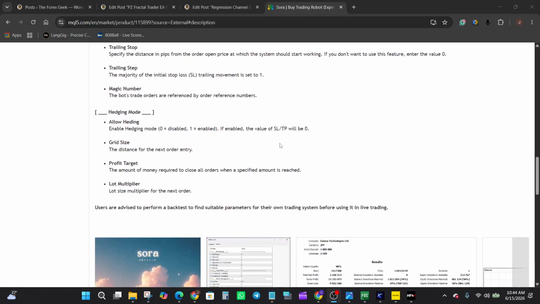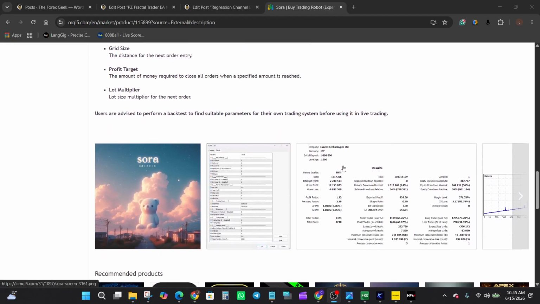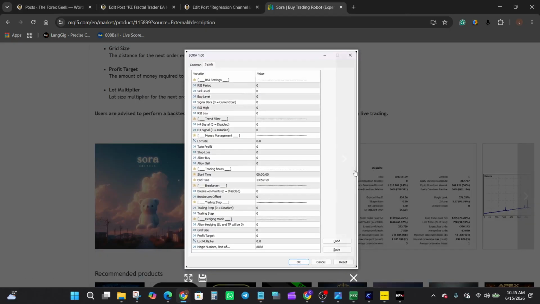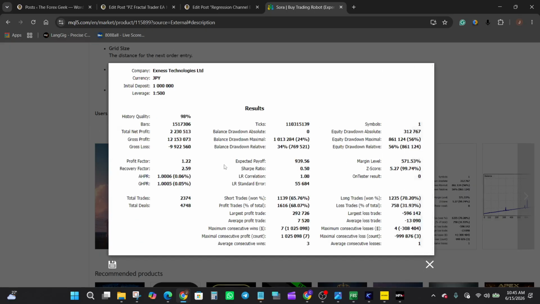Okay, so now moving into the backtesting section, this is where I focus on understanding how the EA behaved during the historical testing period rather than concentrating solely on the final profit figure. Let us start by looking at what we have displayed here. This shows the input settings, and then this shows the backtested results.